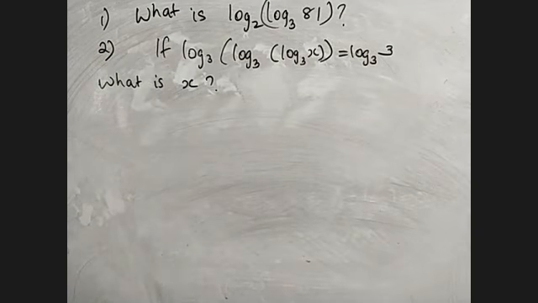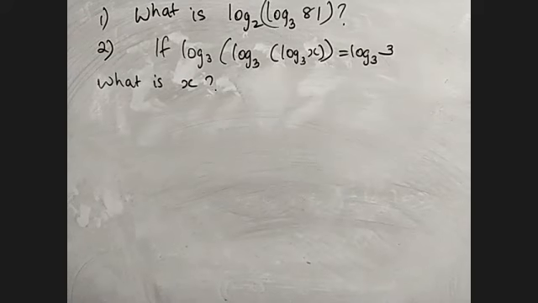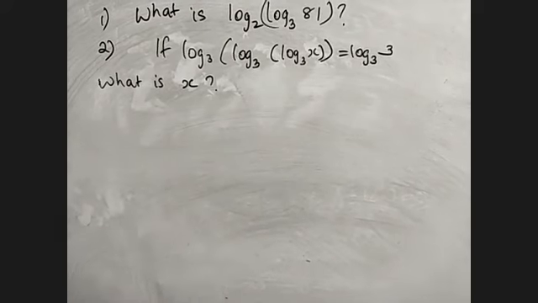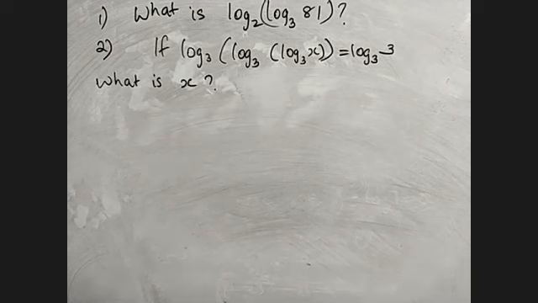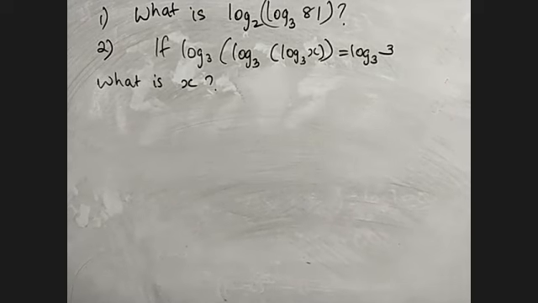Log to the base 2, log to the base 3, 81. First question. Second question: if log to the base 3, log to the base 3, log to the base 3 x is equal to log to the base 3, 3, what is x? Solve this and tell me.